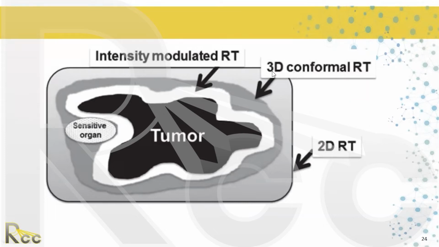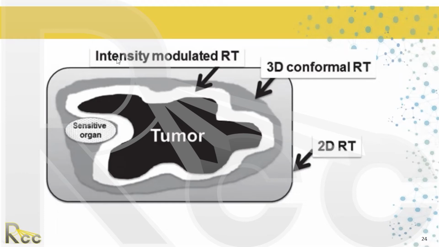Then we used multi-leaf collimators, 3D conformal. So in 3D conformal, you took a CT scan, which was in 3 dimensions, and you could shape the multi-leaf collimator, allow for penumbra, and get a little bit tighter, and a little bit tighter. See? But you're still giving significant dose to the sensitive organ.